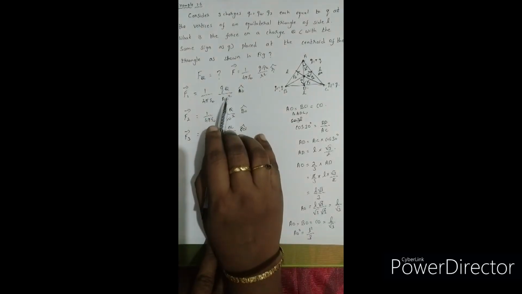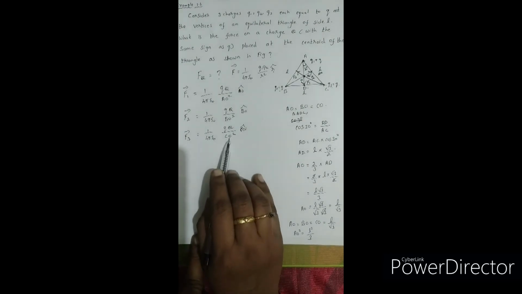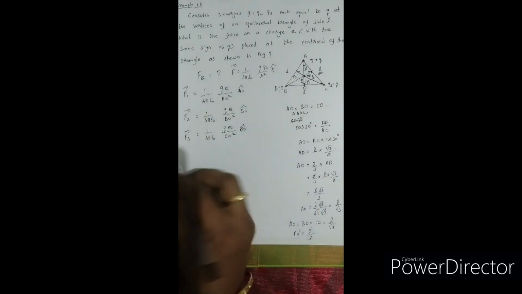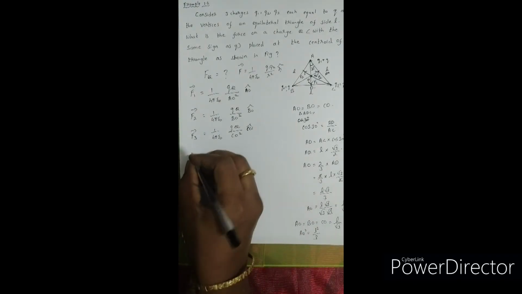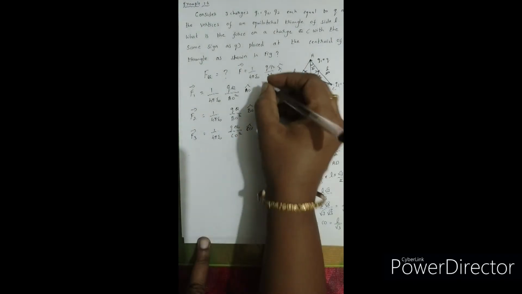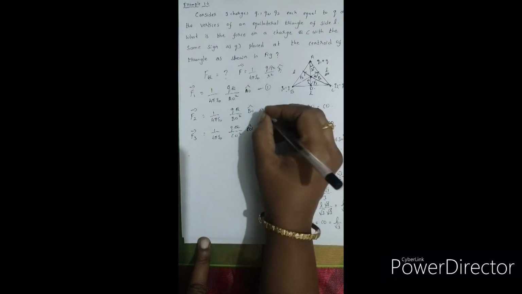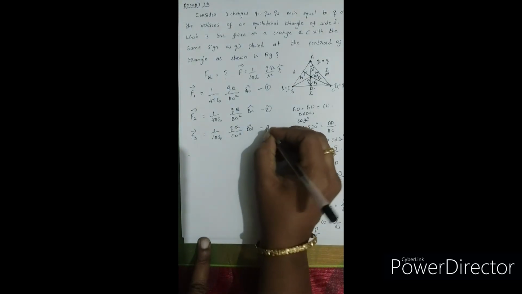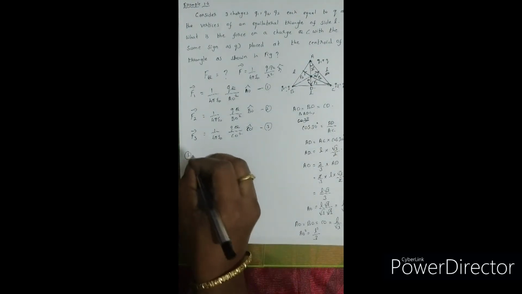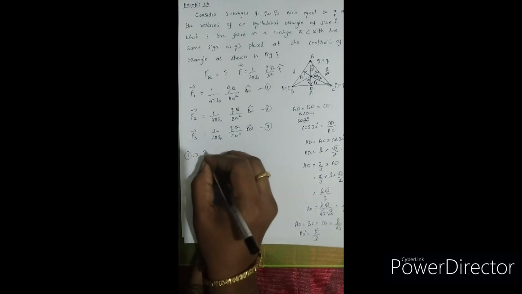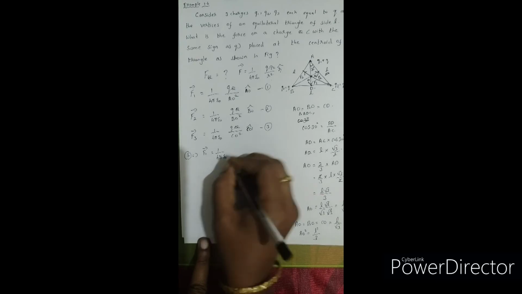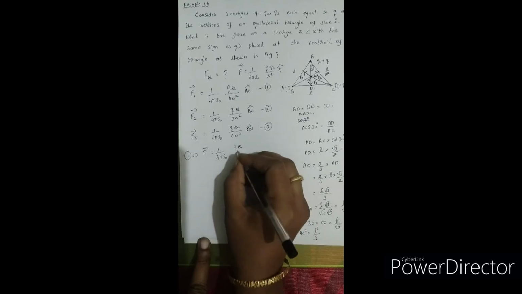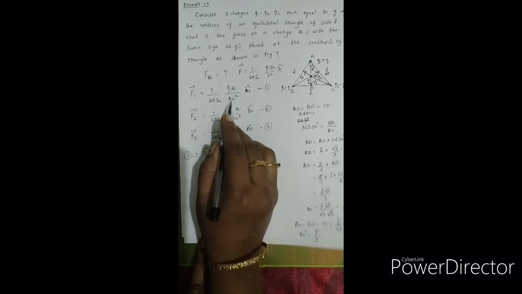So now we have your AO square, BO square and CO square. So all these three equations can be rewritten by substituting this value. So let me rewrite them. Let me number these as first equation, second equation and the third equation. So the first equation becomes F1 vector is equal to 1 by 4 pi epsilon naught q into capital Q divided by AO square, right?